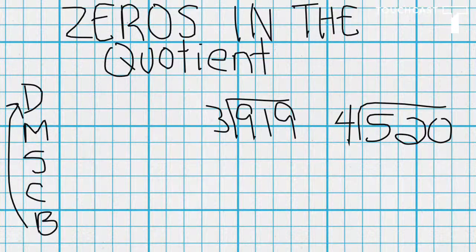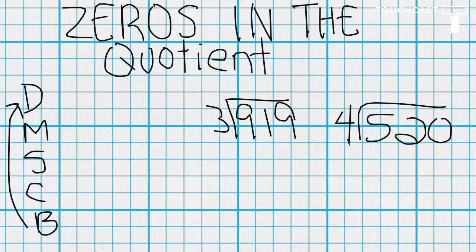Fifth grade, today we are learning how to divide when we have zeros in the quotient. The process is exactly the same as when you divide normally. So notice in the left-hand corner we have our acronym for Does McDonald's Sell Cheeseburgers? And of course that stands for divide, multiply, subtract, check or compare, and then bring down. Then the arrow indicates we go back to the top.